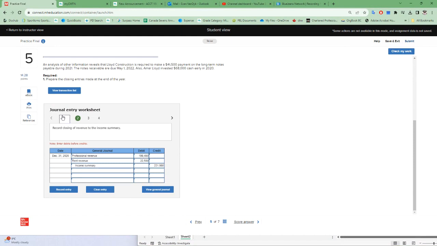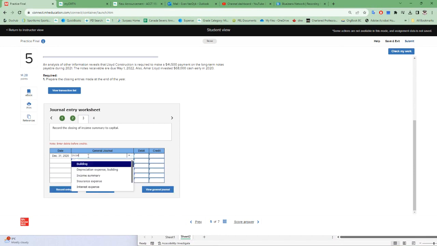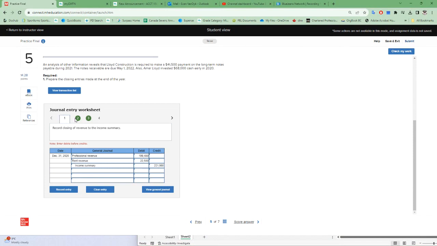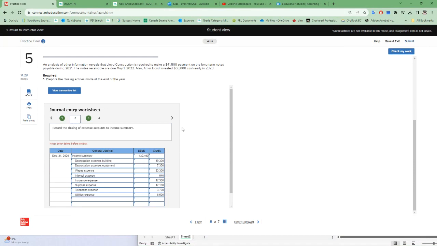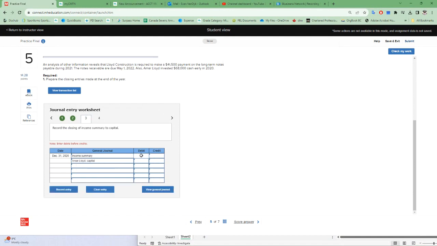Okay, now I don't know. So we have higher credits. That means we're going to debit our income summary again. Credit capital. So the amount was 221,980 minus 130,100, 91,580.